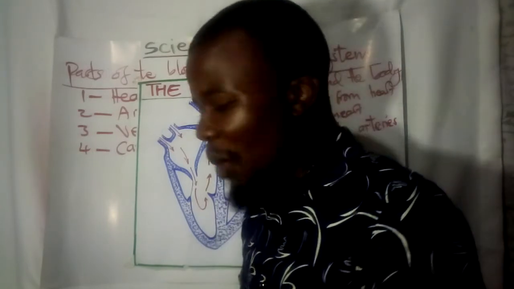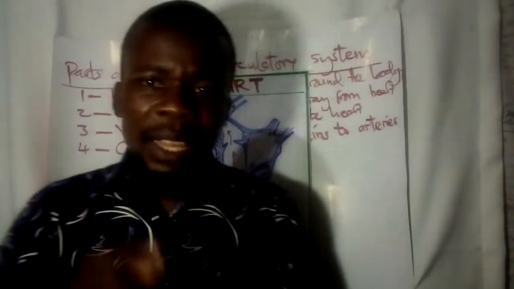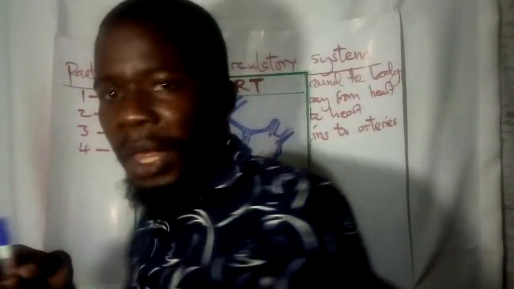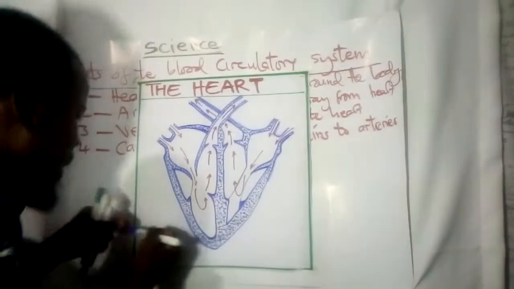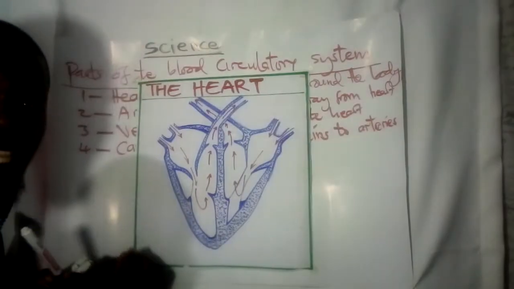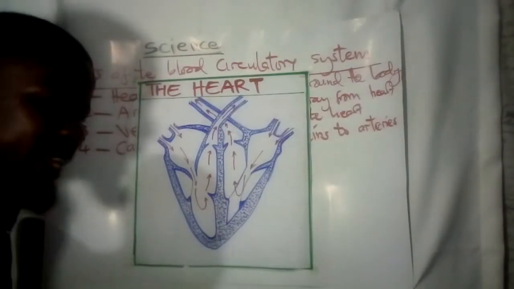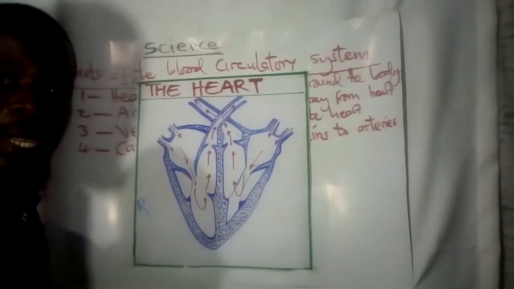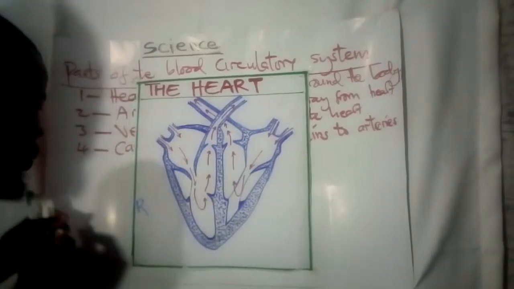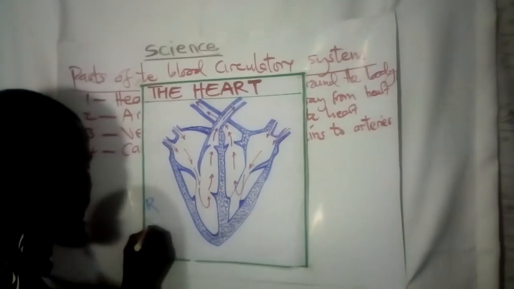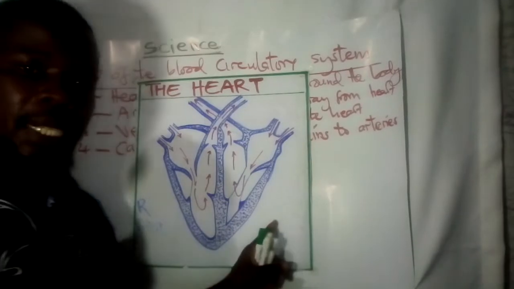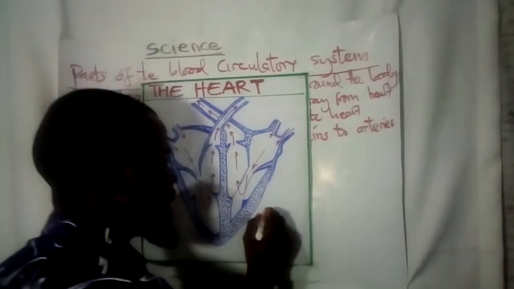Good. All right. Before we start labeling the parts of the heart, we have to understand that with the heart, this side is the right side. This is the right side. Blue is not working. The right side. And this side is the left side.